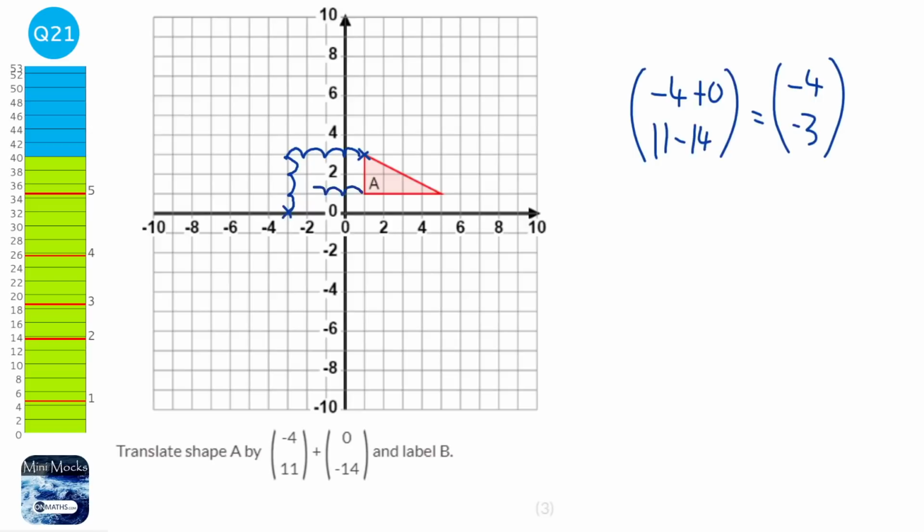And we can do that for each of the other points. So 1, 2, 3, 4. 1, 2, 3. 1, 2, 3, 4. 1, 2, 3. And when we've done that, we can join them all up with straight lines.